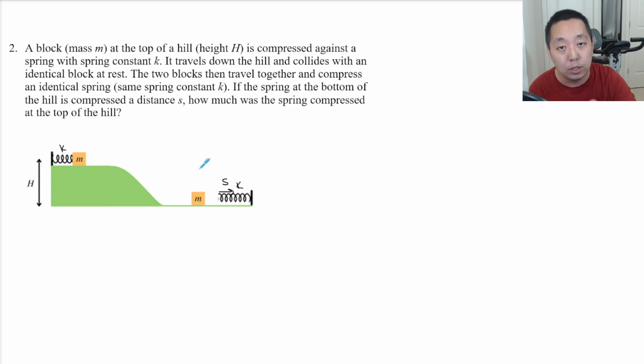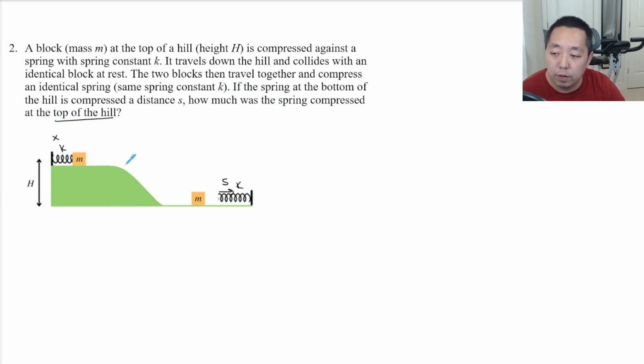The collision part is where we would do momentum. So a lot of times with collisions we do conservation of momentum. Okay, so we'll do a conservation of momentum here, and then whatever energy is remaining will then get converted into compressing that spring. Okay, so what we want to know is how much it's compressed at the top of the hill, the initial compression that I'm going to call x.